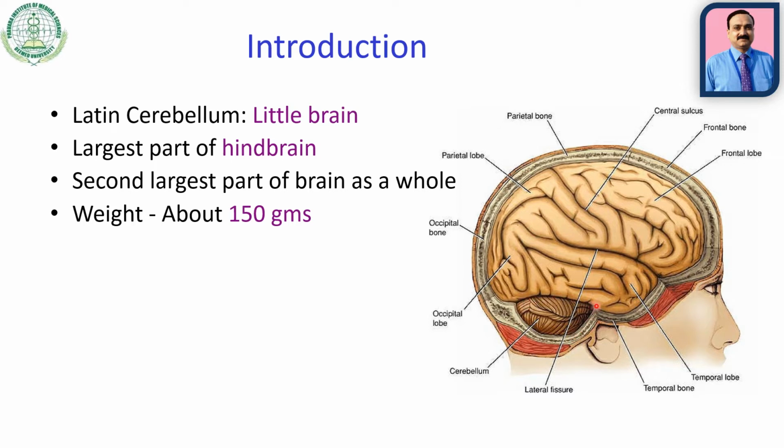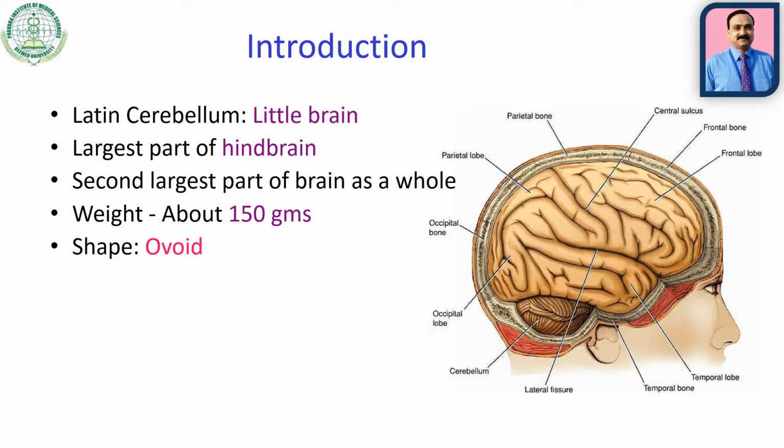So here is the situation of tentorium cerebelli. Tentorium cerebelli is a fold of dura mater just between the posterior part of brain and cerebellum. The weight of the cerebellum is about 150 grams.